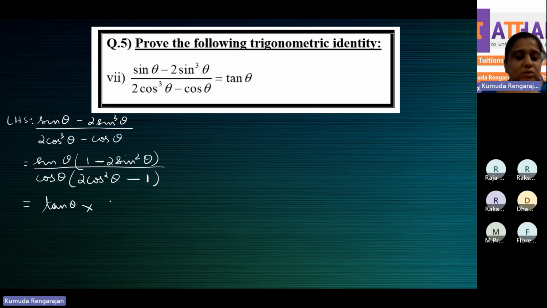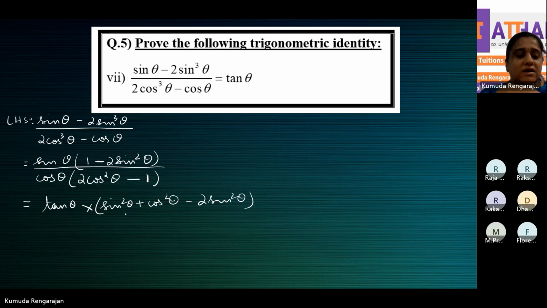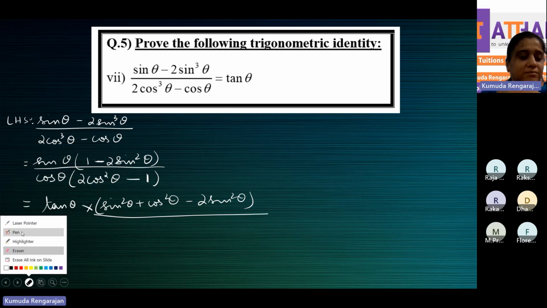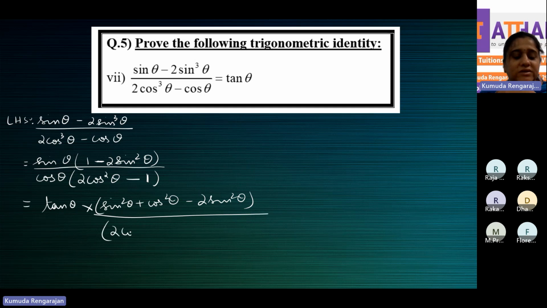Okay, so first let me do it like this. I'm changing 1 to sin square theta plus cos square theta, minus 2 sin square theta, divided by 2 cos square theta minus, in bracket, sin square theta plus cos square theta. See in bracket, why? Because after the minus sign, you're writing 2 terms, sin square theta plus cos square theta. So in bracket.